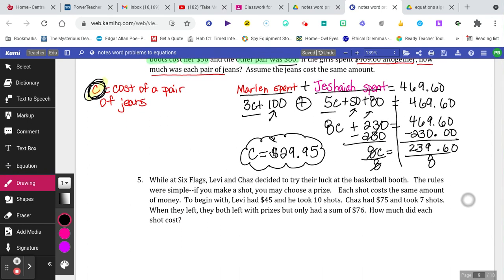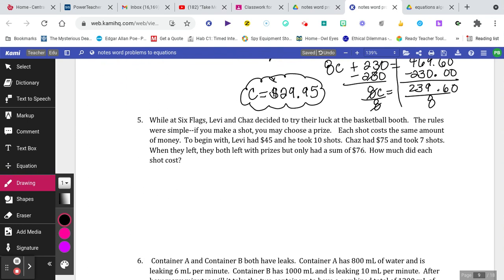Okay, let's take a look at 5. Or you could pause the video and try 5 if you wanted to, and then unpause it to see if you got it right. Oh my goodness, it's 10:20.